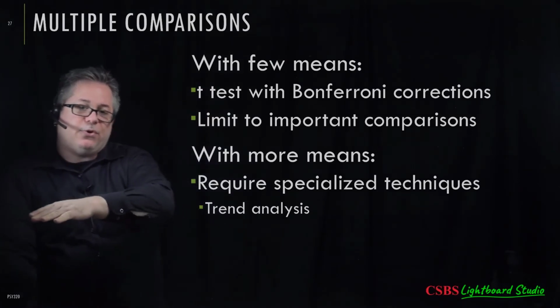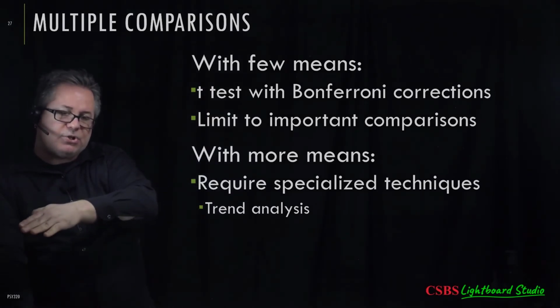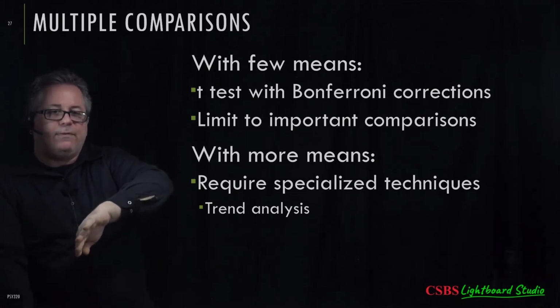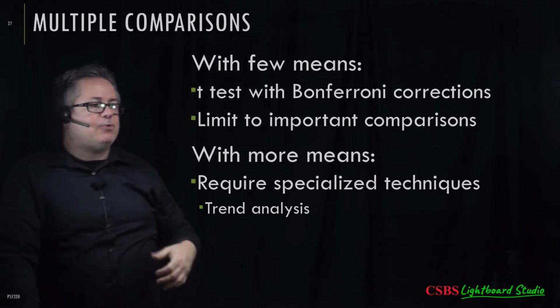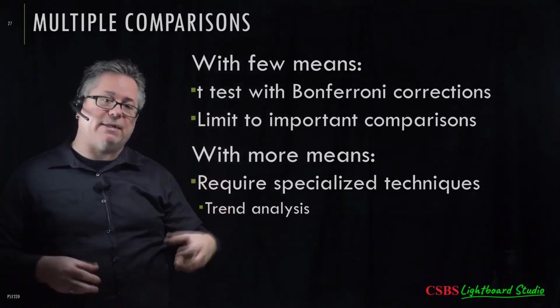Maybe it's a curvilinear trend. Maybe there's some quadratic trend in there where they're actually faster at first, or slow at first and they speed up, or they're really fast at first and slow down when it comes to learning. Those types of trends you can actually test to see whether the means fit a trend.